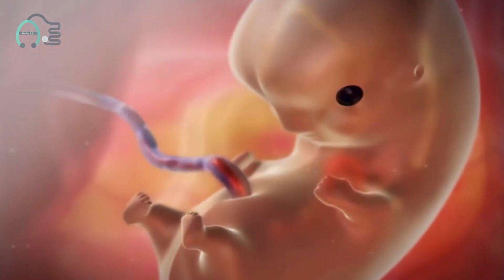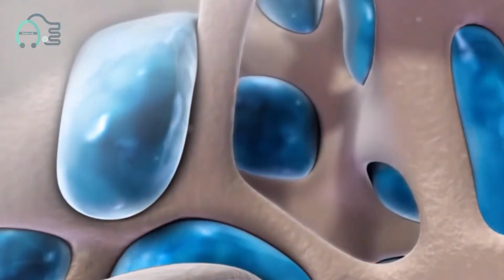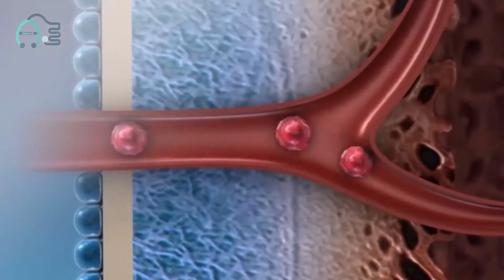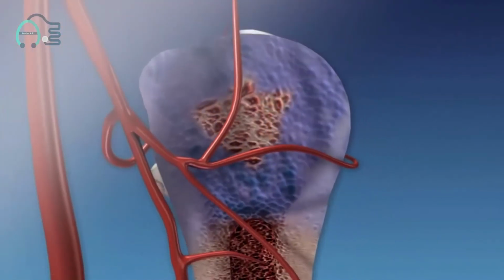Ossification. It's the bone formation which starts at the 6th week in the uterus by the primary centers of ossification. It continues after birth by the activity of secondary centers of ossification.